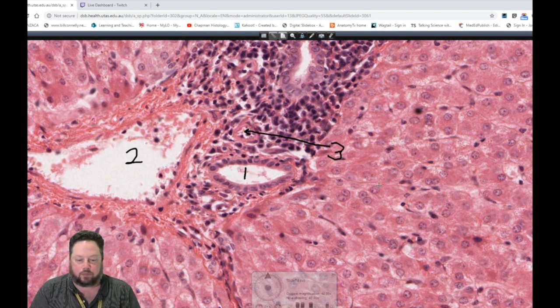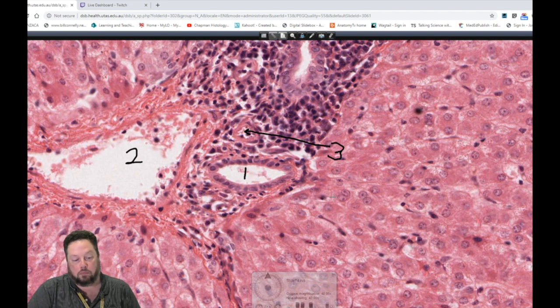All 6 of you, who I can see is actually watching at the moment. Yeah, good, Ruby, well done. That's the bile duct, and we can tell it's the bile duct because it's lined by a simple cuboidal epithelium. Nice round nuclei, typical of a cuboidal type of epithelium. Well done, Ruby.